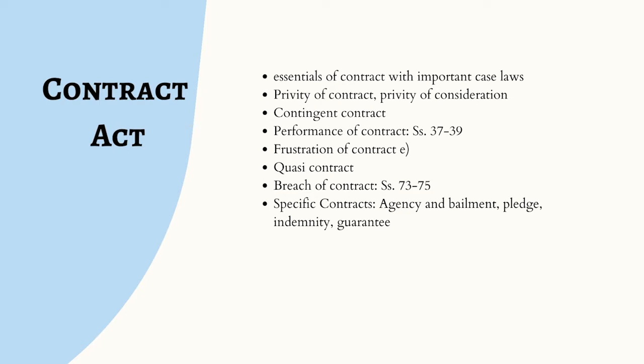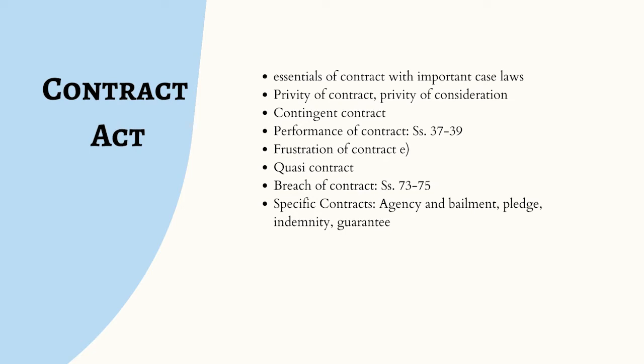Second is the privity of contract and privity of consideration. These two doctrines are also important ones under the contract. For that, you just try to know the concept of these two doctrines and whether they are applicable in India or not, or whether they are applicable in England or not, and also try to remember the cases that support these doctrines.